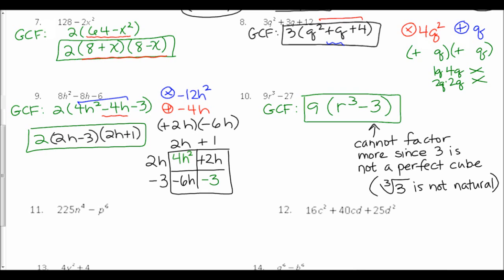Number 9, after I got the GCF out, I could factor some more, which I did over here. Number 10, I factored the GCF out, and what I had left was r cubed minus 3. Well, my method for factoring that should be a difference of cubes, but 3 is not a perfect cube, so I can't factor that anymore. Pause the video if you still need to look at this, because I'm going to scroll down some and do the last couple.